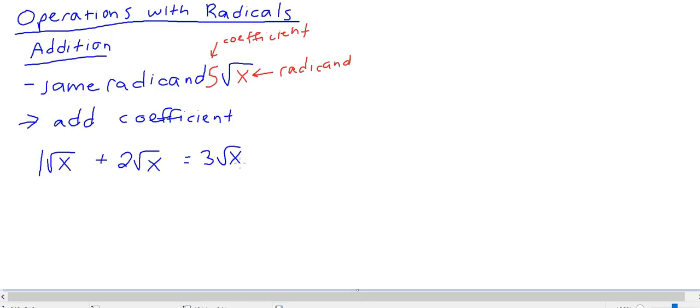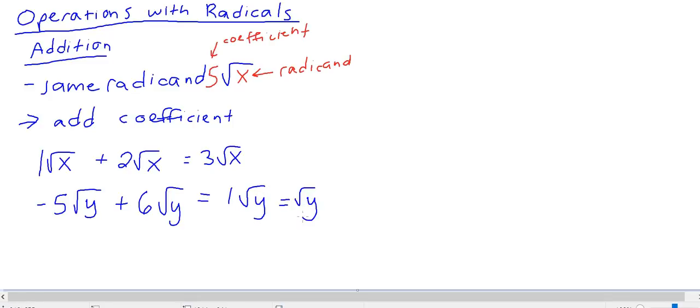Let's look at another example. Negative 5 radical y plus 6 radical y. Radical and square root mean the same thing. So this could also be negative 5 square root of y plus 6 square root of y. Since they have the same radicands, they both have a radicand of y, we can add their coefficients. Negative 5 plus 6 is 1. So negative 5 square root of y plus 6 square root of y is 1 square root of y, which is the same thing as just writing the square root of y.